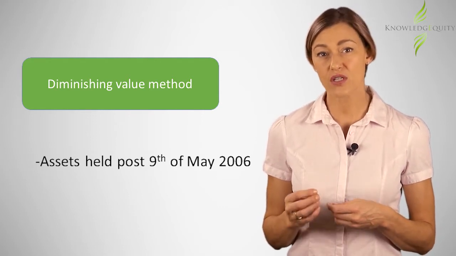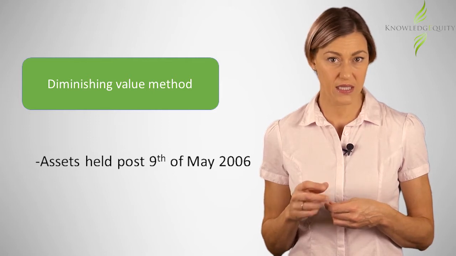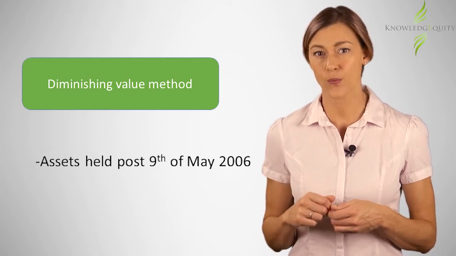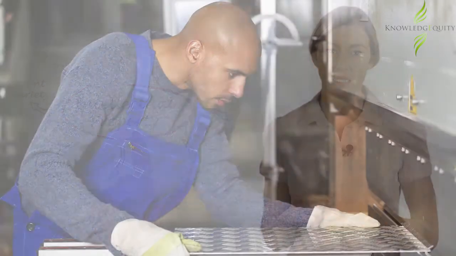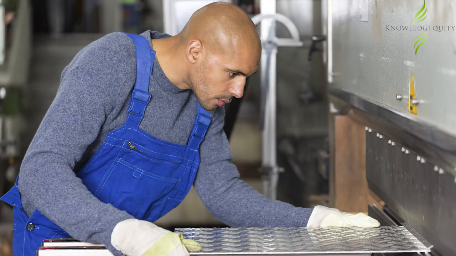The method is not available for intangible assets except for copyright in a film, for example, in-house software or intellectual property. Let's consider Glenn and his small sheet metal business, Metal by Hand.